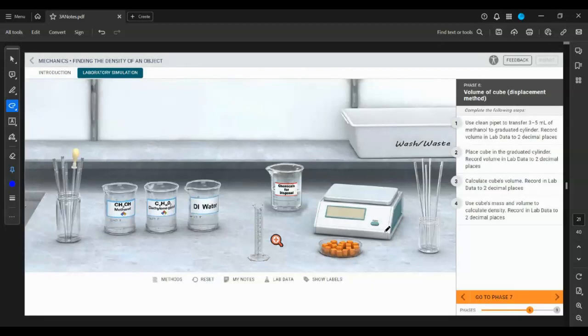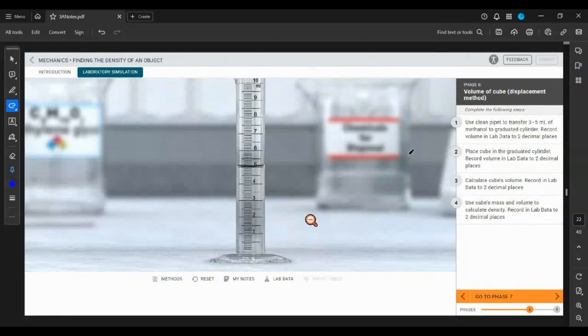Now we're going to finish up the scenario that I talked about a minute ago. We need to find a solution in which the block sinks so that we can indirectly measure volume, and then we already know the mass of it. We can find density from there. So we fill up. It tells us to use methanol. Remember that it sank in methanol. Fill it up between 3 and 5. I just did the maximum, went to 5. We put the cube in there and it sinks.